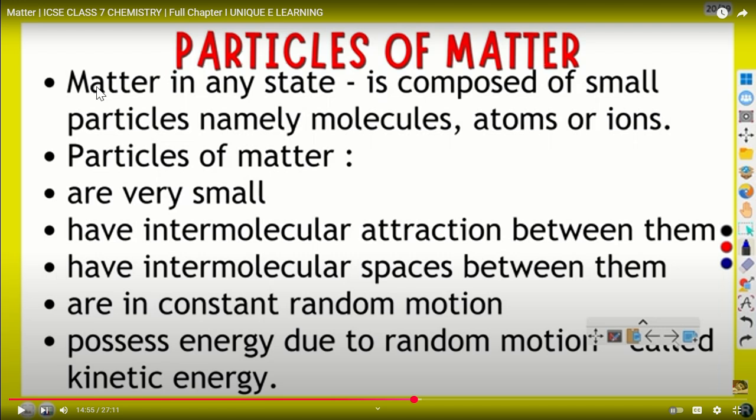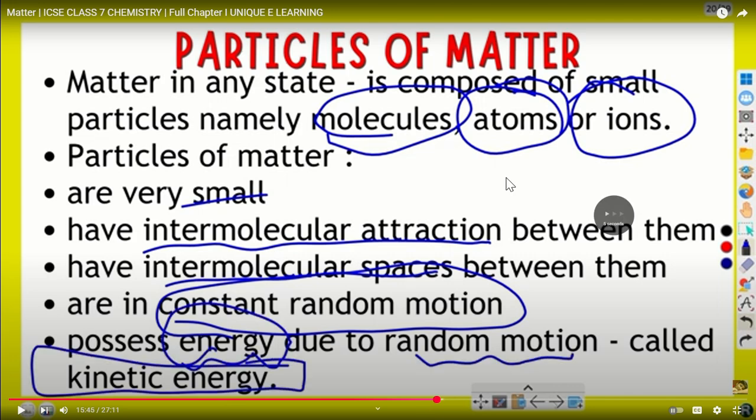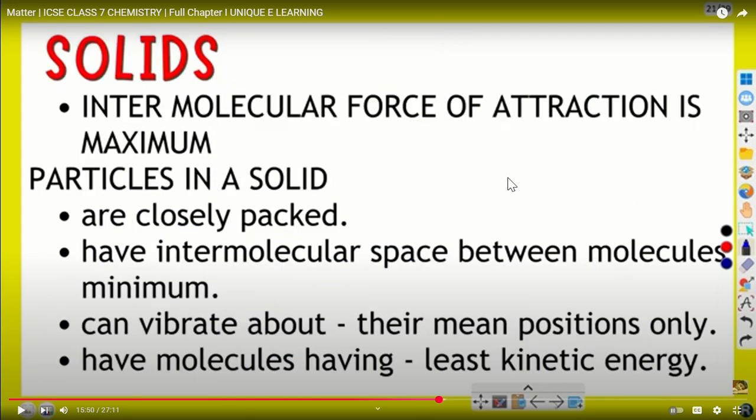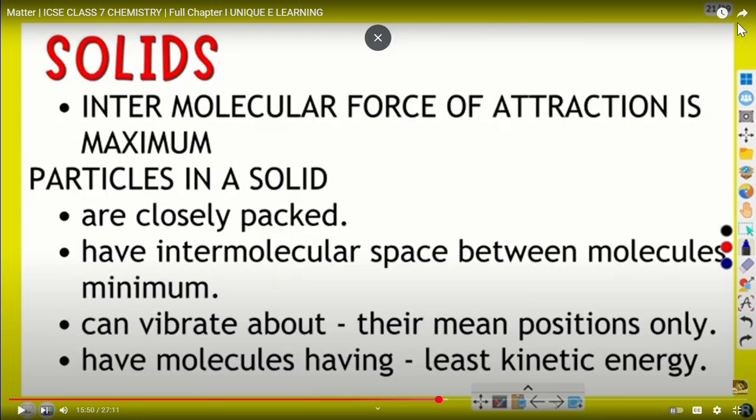Particles of matter. Matter in any state is composed of small particles, namely molecules, atoms, or ions. Let me do the marking first, then you can take a screenshot. Particles of matter are very small, have intermolecular interaction between them, have intermolecular spaces between them, are in constant random motion, and possess energy due to random motion called kinetic energy. Take the markings, okay? I think I should give you one more extra time. Take a screenshot of this or make a note of my words.